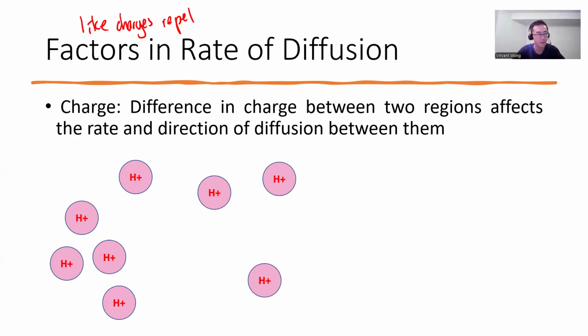Okay, so four factors affect the rate of diffusion. We have size, temperature, steepness of the concentration gradient, and the charge. Please remember those.